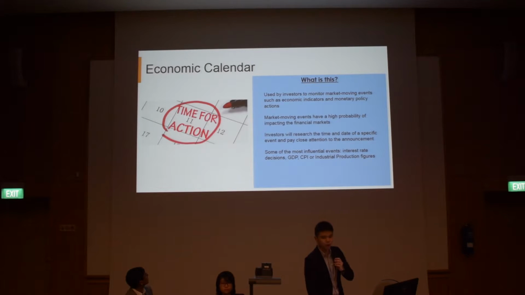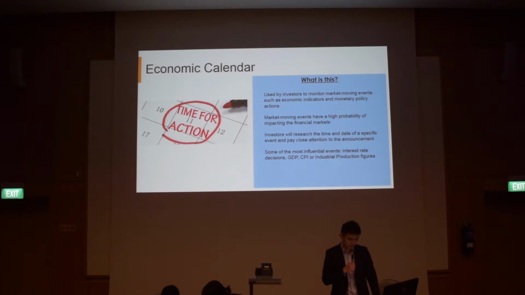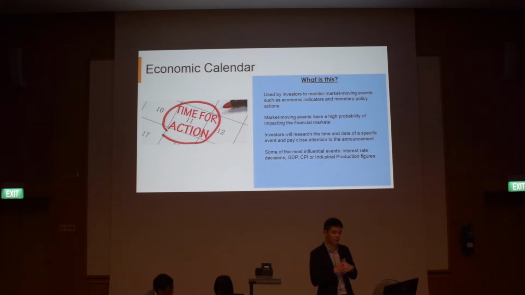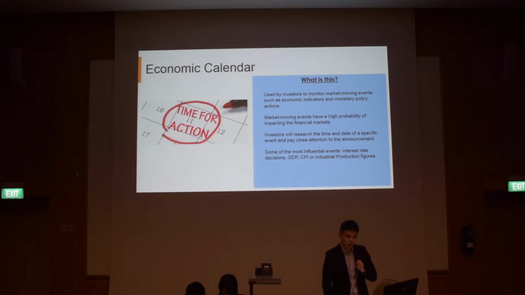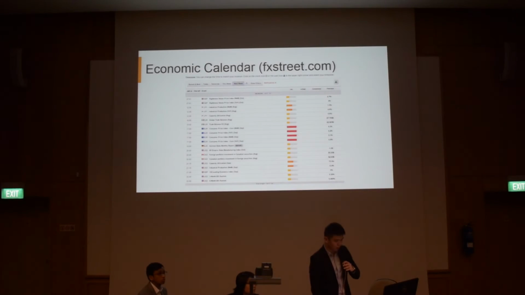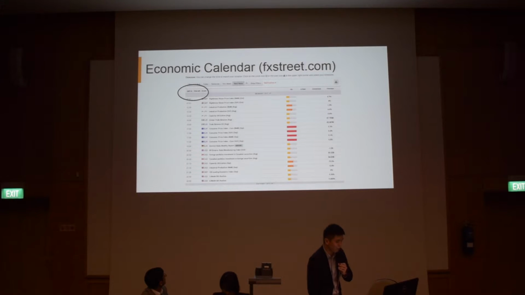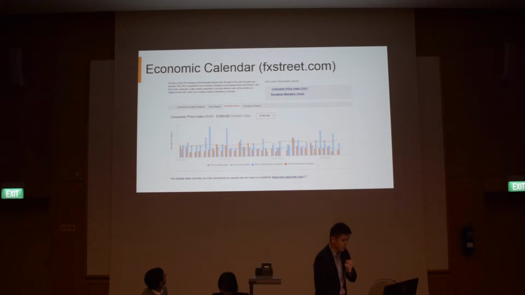So how do you keep track of all these different events? There are so many events coming up, and what we have proposed is an economic calendar. This is used by investors to monitor market moving events, such as the economic indicators we discussed and also monetary policy actions by the central banks. These events have a high probability of impacting the financial markets, so investors will research the time and date of the release of these specific events and pay close attention to the announcements. Some useful economic calendars that you could utilize would be, for example, FX rate. You can adjust the time zone to fit your local time zone, and these are your high impact events. It also shows you, in this case, the release of Euro CPI and how it impacts, for example, the US dollar.